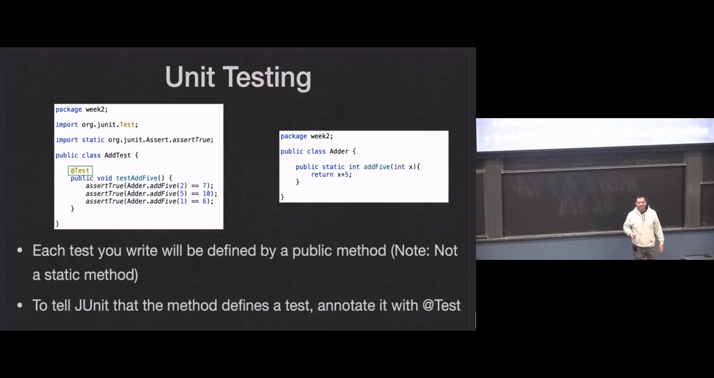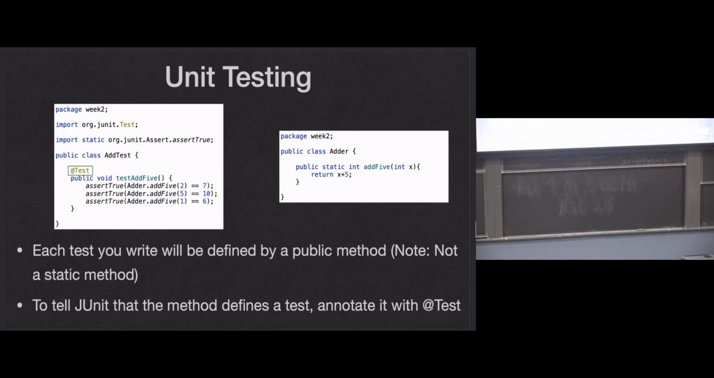And then the test annotation. Very important to have this. Test annotation, this is what we imported in the first import line. And every time we write a method that we want to be treated as a test, we need to add this test annotation on the line before the method is created.